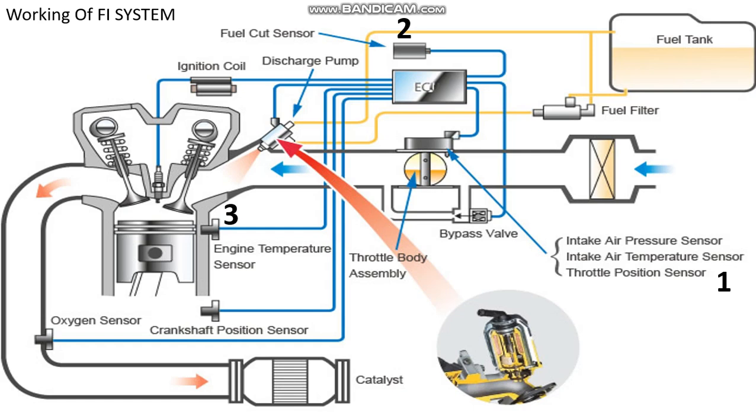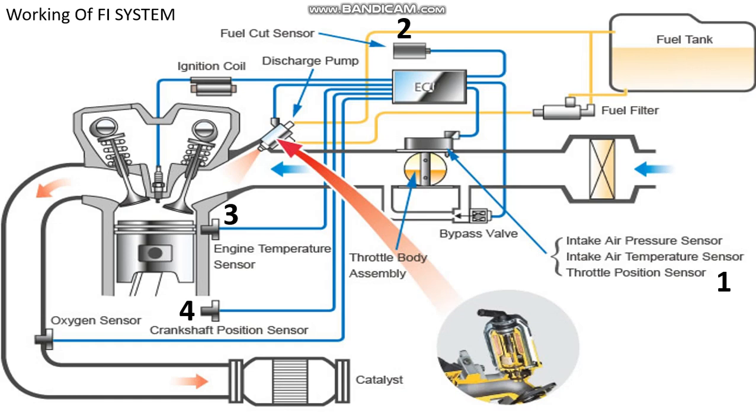The engine temperature sensor senses the temperature at the cylinder, which is the hottest place, and gives the alert when the engine is too hot. Crankshaft position sensor. This sensor senses the position of the crankshaft. By this sensor, we can know at how many degrees the crankshaft is rotating.